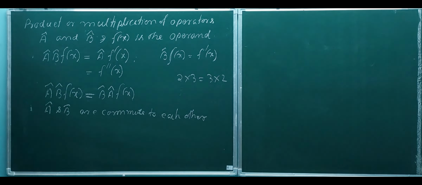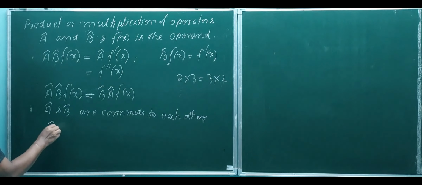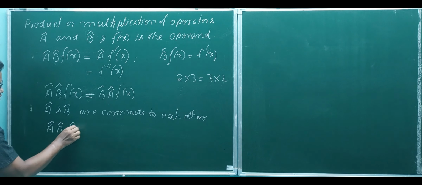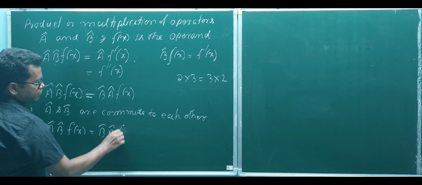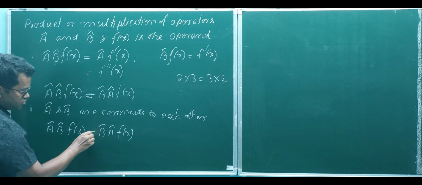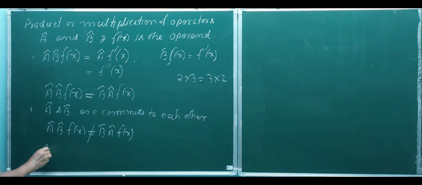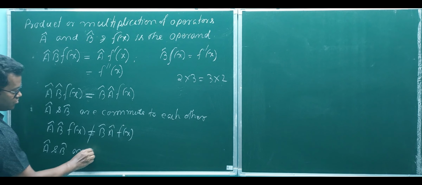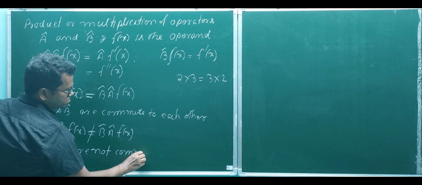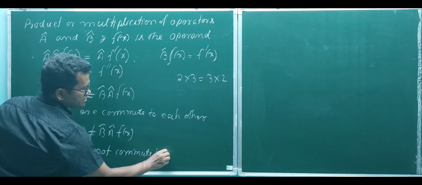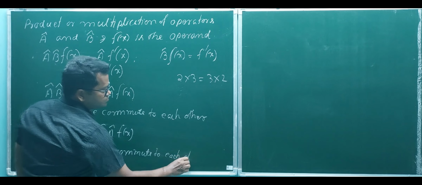If this is equal, if A cap B cap f(x) is not equal to B cap A cap f(x), then A and B do not commute with each other.